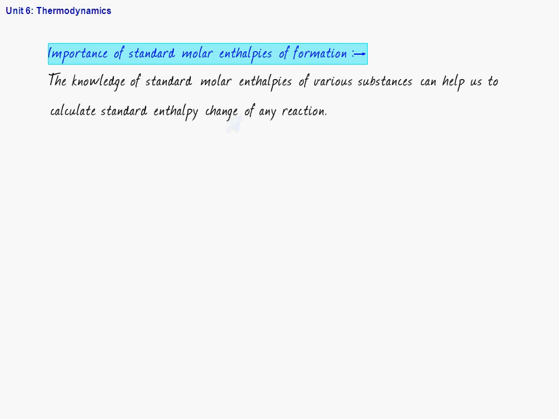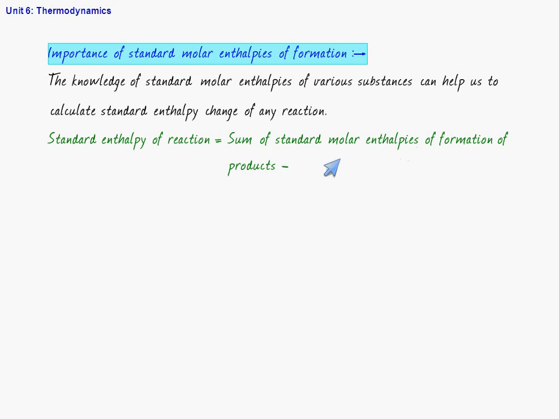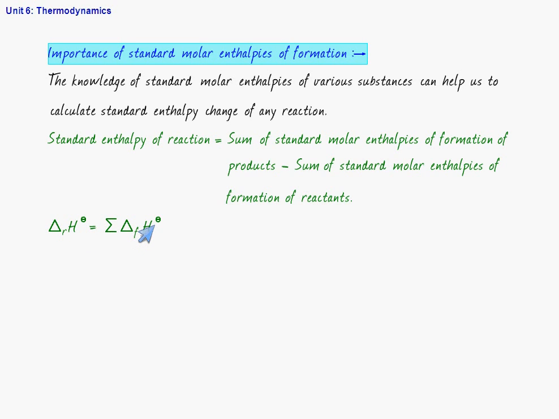Very simple formula. This formula you must remember. The standard enthalpy of reaction is equal to the sum of standard molar enthalpies of formation of products minus the sum of standard molar enthalpies of formation of reactants. It is represented by delta rH. This is equal to summation of delta fH, the standard enthalpy of formation of products, minus summation of the standard enthalpy of formation of reactants. This is the formula.